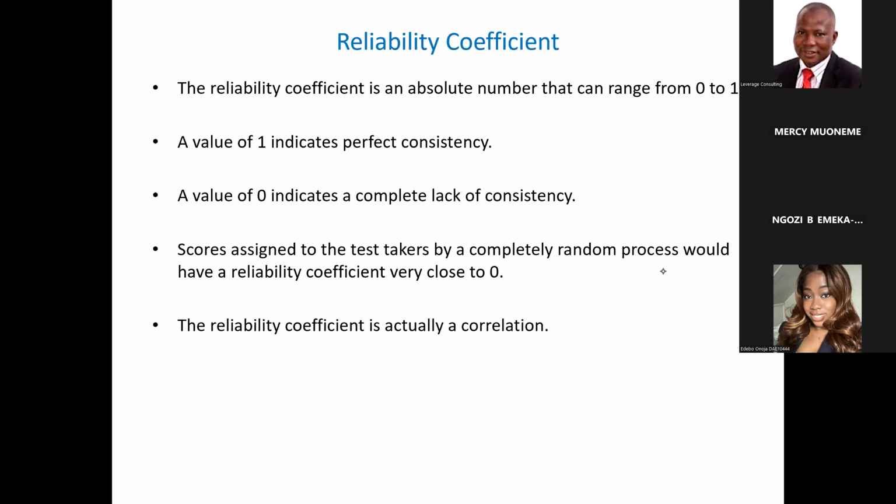A lot of things go from 0 to 1. Probability is 0 to 1. 0 means it's not possible, 1 means it's perfectly possible. So it's the same logic. Scores assigned to the test taker by a completely random process will have a reliability coefficient very close to 0. Now, the reliability coefficient is actually a correlation.